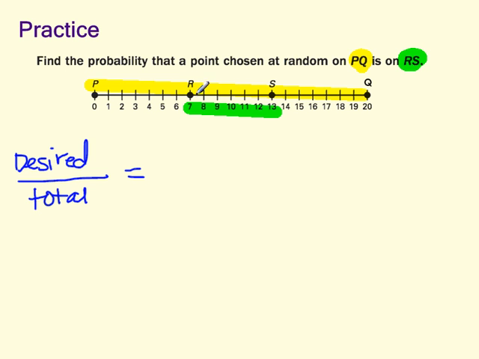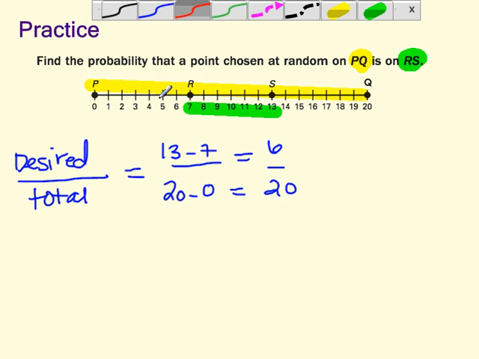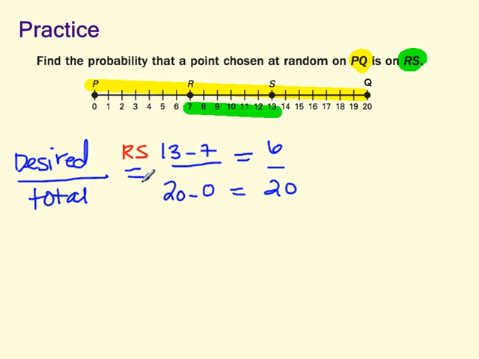Now, to figure out RS, I know that it has an endpoint at 7 and an endpoint at 13. So we can say 13 minus 7 will give us the length of RS, which will become 6. And the total length is going to be 20, which is simple because we're just getting that from 20 minus 0. Remember, we're finding out the length of RS over the length of PQ.